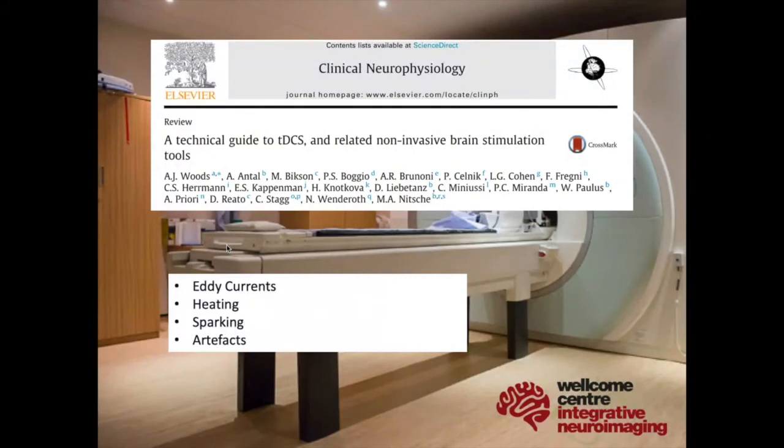And then I'm going to talk through a little bit about the major things that you start to worry about in terms of combining these. There are a lot of things potentially we might worry about, and this is not an exhaustive list, but we worry about current generation in the leads, we worry about heating in the electrodes, we worry about sparking, and we've seen that. And we worry about artifacts in the scans that lead you to misleading conclusions. That's not an exhaustive list, as I say. Other things might well happen as well.